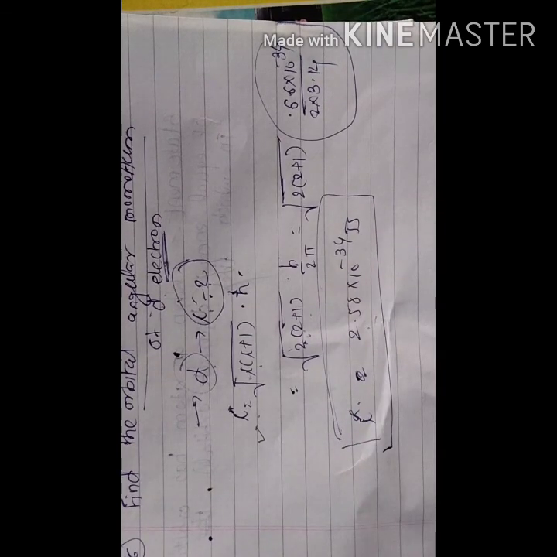So this is all about the problems related to the one valence electron system. So the second chapter is over. In the next lecture we will start the third chapter of the syllabus, that is the two valence electron system.